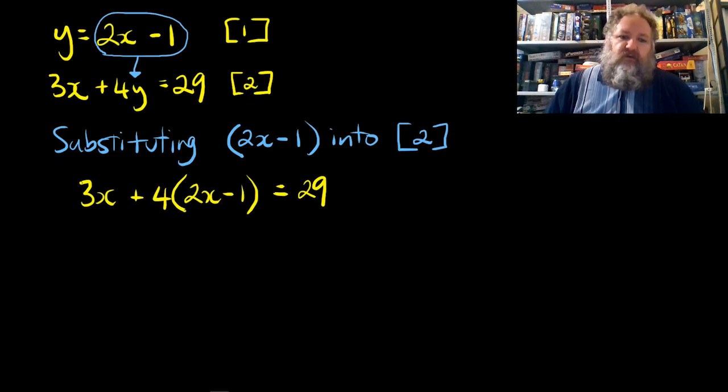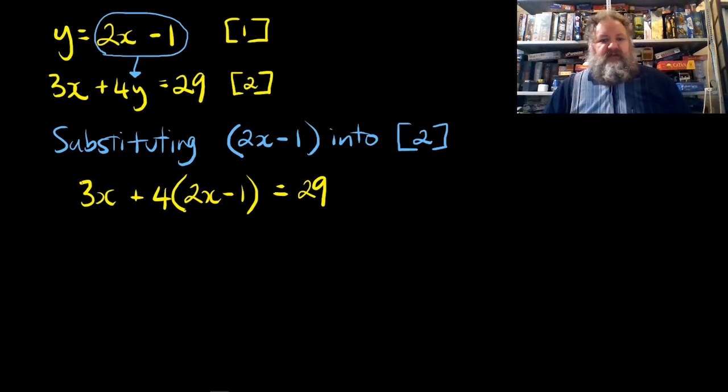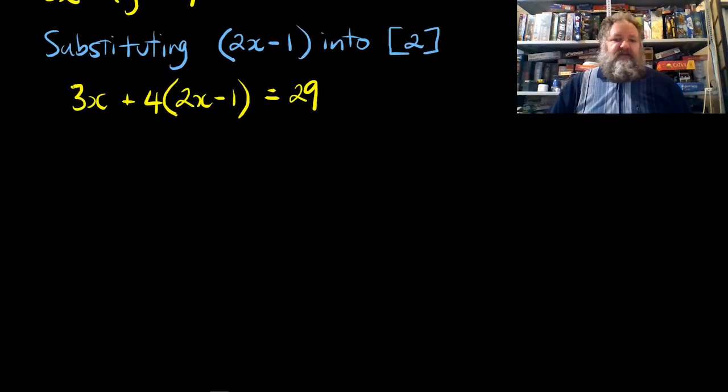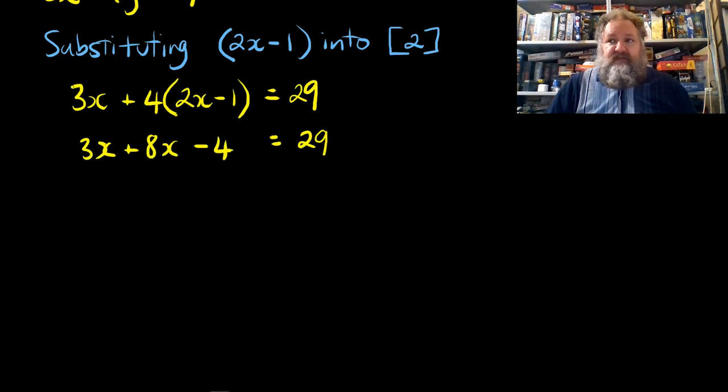So it was 4y before, but now it's 4 multiplied by what my value of y is, which I know was 2x minus 1. And everything else is the same. Okay, so let's work this through. I will need to use the distributive law and multiply out the brackets, which just becomes 8x minus 4.